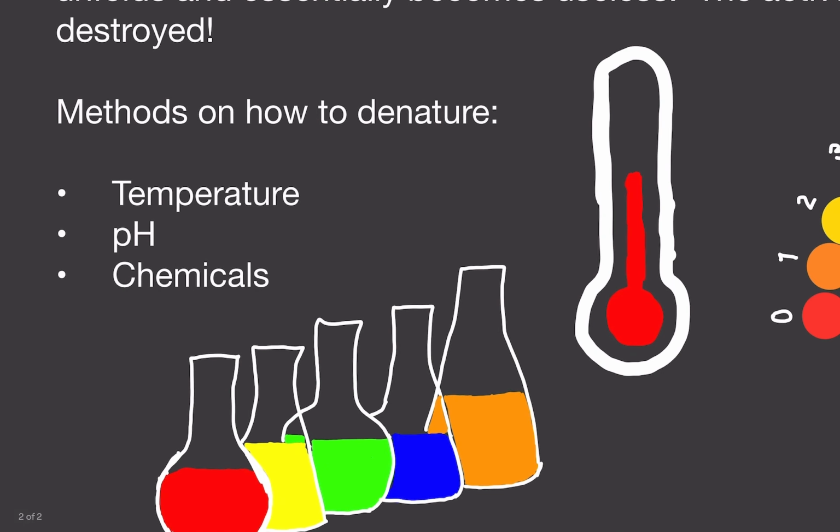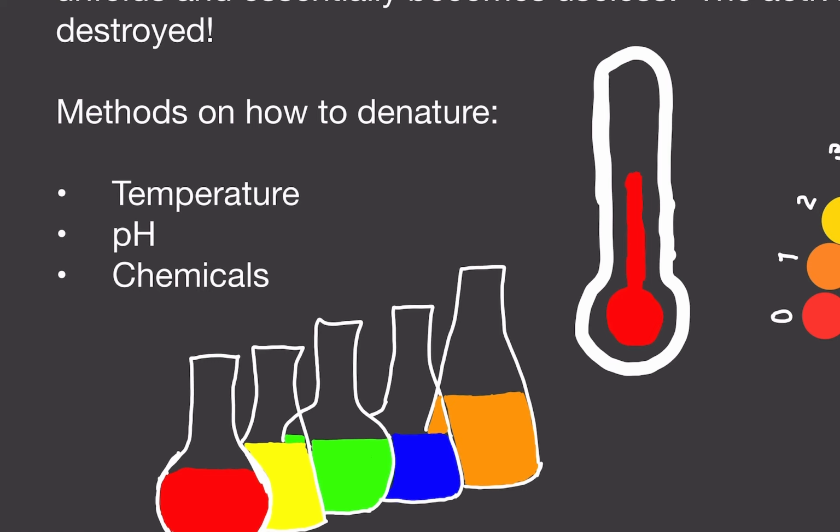So, methods on how to denature. There are many methods to do it, but I'm just talking about the body-specific ones. So temperature. Heat can denature proteins and enzymes. Cold cannot, actually. Lowering the temperature really doesn't do anything, but the higher the temperature, it actually can denature.